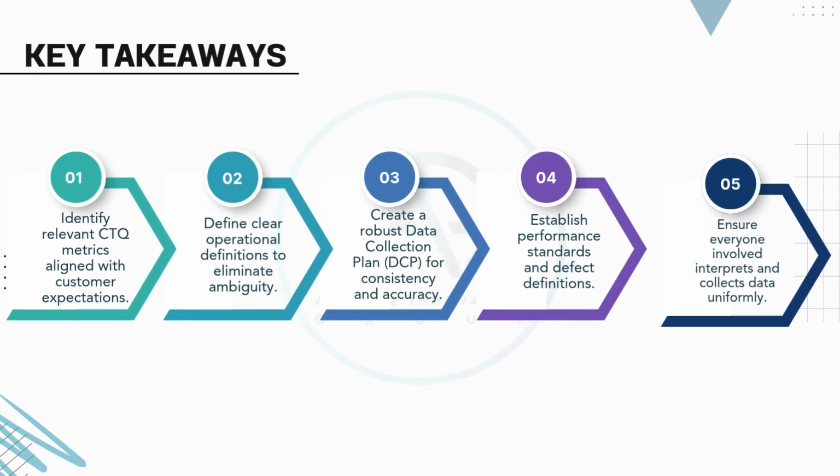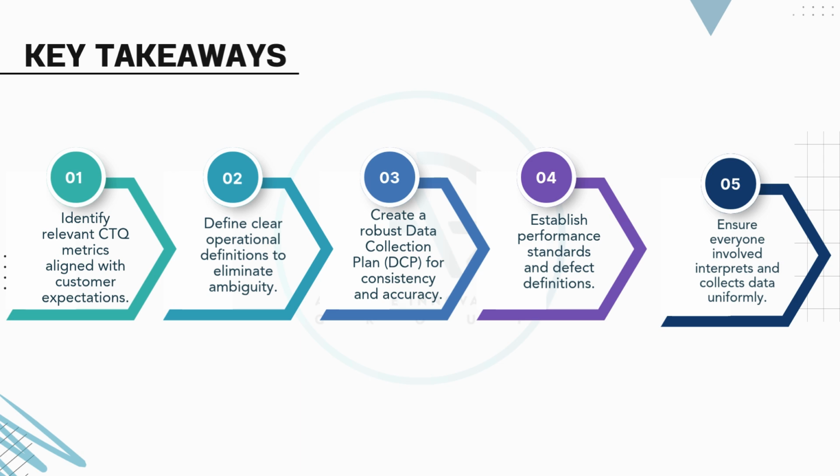This slide summarizes the core learnings from our discussion on building an effective data collection plan, DCP, during the measure phase of a Lean Six Sigma project. Let's walk through each of these 5 critical steps. Step 1. Identify relevant CTQ metrics aligned with customer expectations.